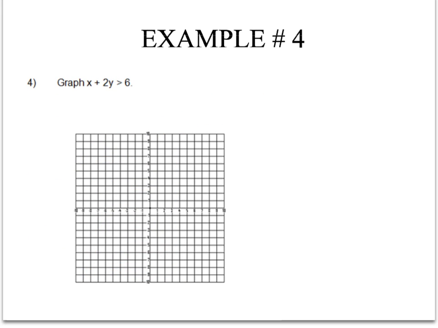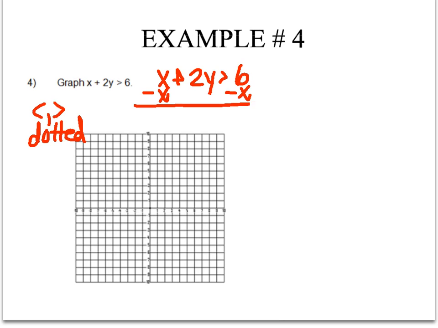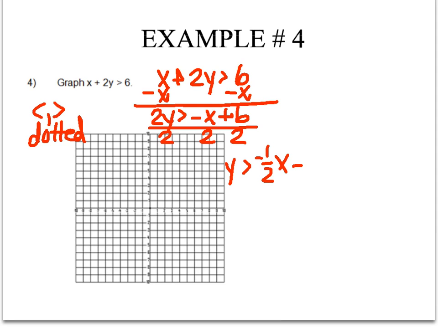Example number 4 says graph x plus 2y is greater than 6. So greater than means a dotted line. And I need to rearrange this equation by subtracting x from both sides. So 2y is greater than negative x plus 6, and dividing each of the terms by 2. So my new inequality is y greater than negative 1/2 x plus 3. And so my m is negative 1/2, my b is 3, and that's where I'm going to start.